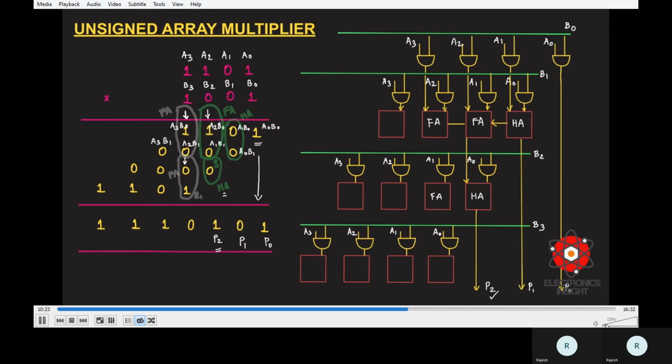Once we are adding, if it is 2 bits, we use a half adder. If it is 3 bits, we use a full adder. 2 bits will also generate a carry, and 3 bits will also generate a carry. So that carry is there, and in the next stage we use a full adder. Like that, we have finally generated P7 to P0, and this is called an array multiplier. Once you complete this diagram, we'll go ahead.